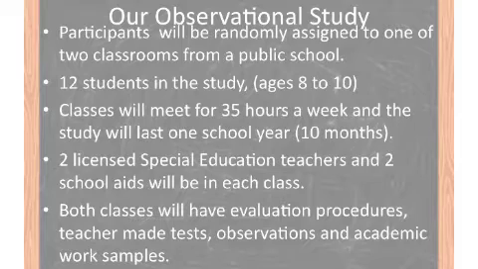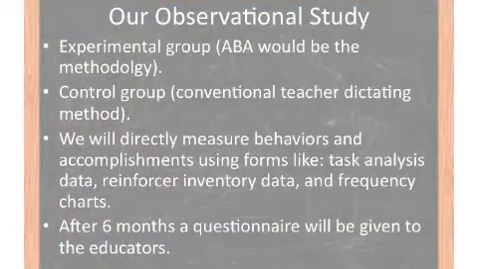Both classes will have evaluation procedures, teacher-made tests, observations, and academic work samples. The experimental group, ABA, will be the methodology. The control group will be the conventional teacher dictating method. We will directly measure behaviors and accomplishments using task analysis data forms, reinforcer inventory data forms, and frequency charts.